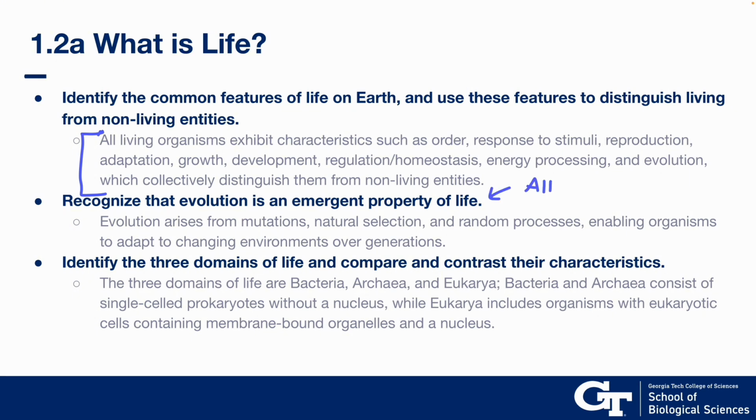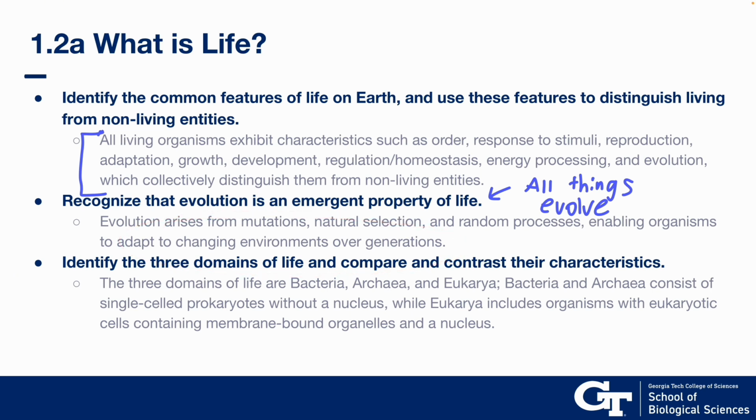All organisms evolve. What this means is that from mutations, natural selection, or other random processes, organisms will adapt and change over generations. So the big idea here is that evolution is change over time. That's where that characteristic comes from.